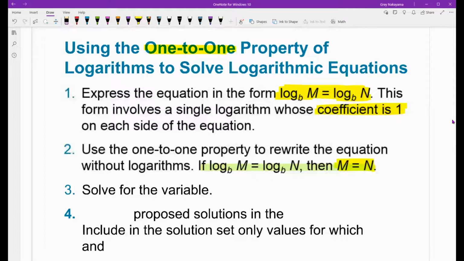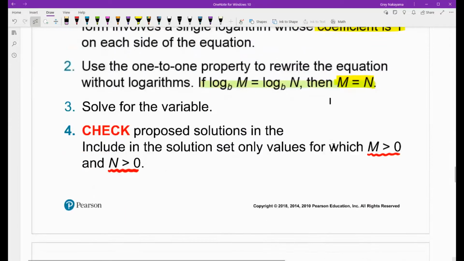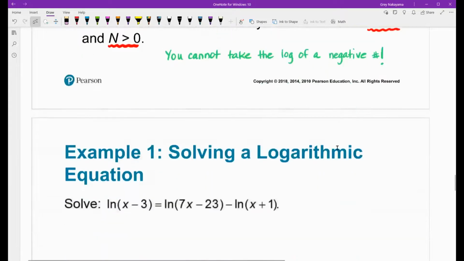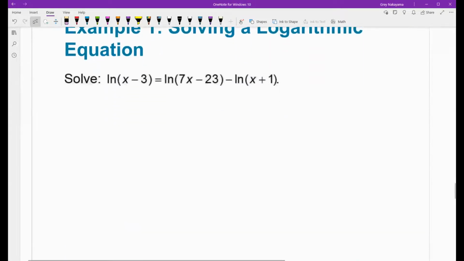Then we solve for the variable, and again check, making sure that neither m nor n is negative or 0. It can't be 0. Why? You cannot take the log of a negative number or 0. Okay, so look at this example. We have ln of x minus 3 equals ln of 7x minus 23 minus ln of x plus 1.